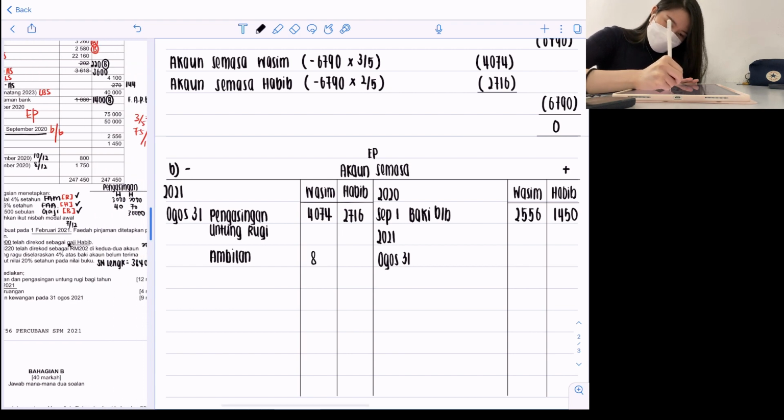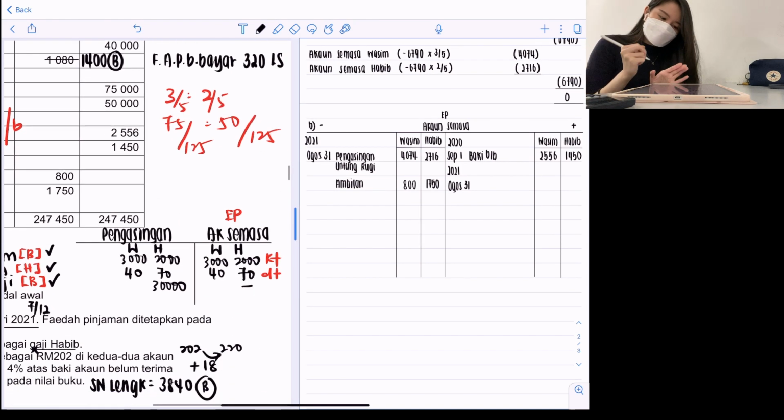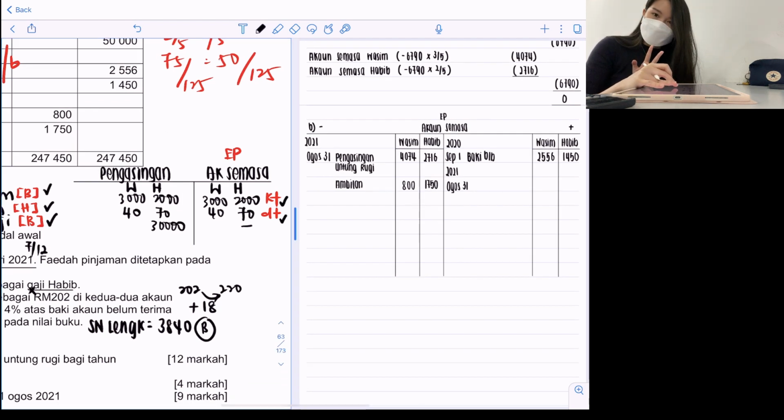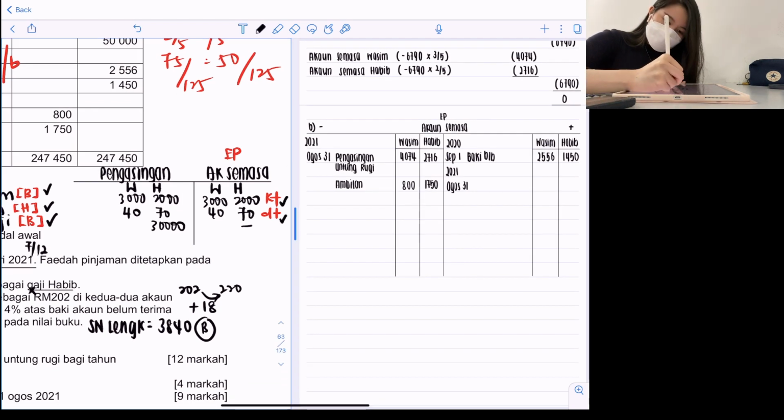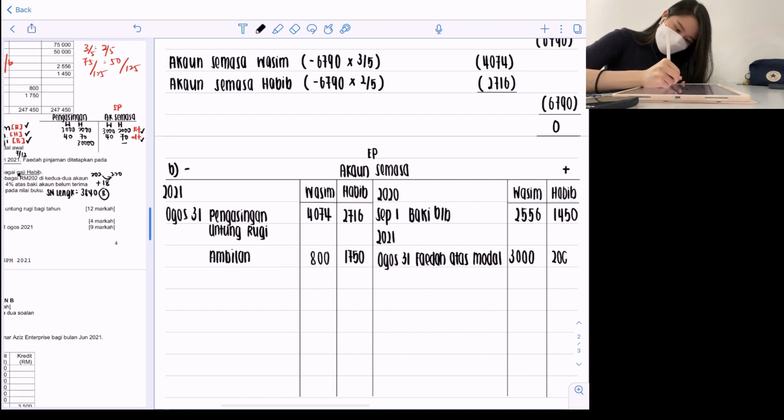Do not get affected by the date. The date is only for faedah to calculate. So we have done with the two things that most people will forget. Then we're going to be bringing in the table items, credit and the debit. So we're going to have faedah atas modal on the credit, faedah atas ambilan on the debit side. Faedah atas modal on the credit side. $3,000, $2,000. Faedah atas ambilan, $40 and $70. Okay, so that's it.